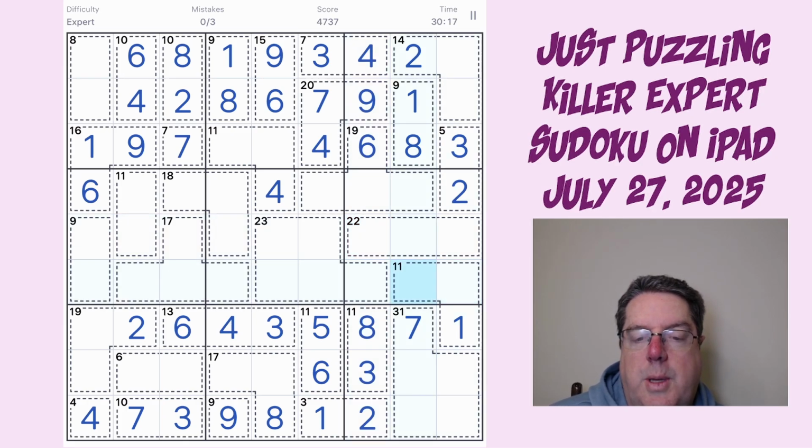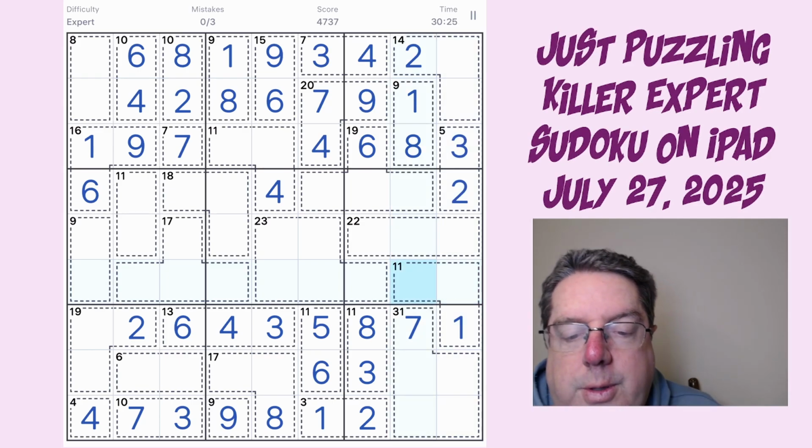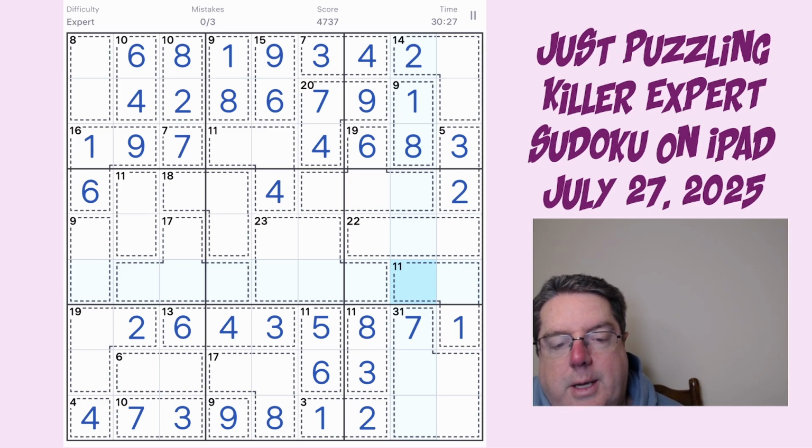1, 2. So this could be 3 and 7. No, it cannot be 3 and 7 because there. So this is going to be 4 and 6. All right. So 4 and 6 is there. Where's the 4 here? 4 can't be there. 4 can't be there. So that's a 4 there. Now I'm looking for 9 or 1 in there or 5.